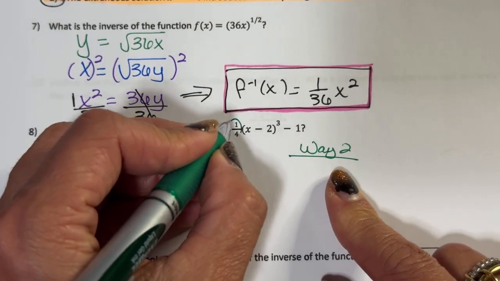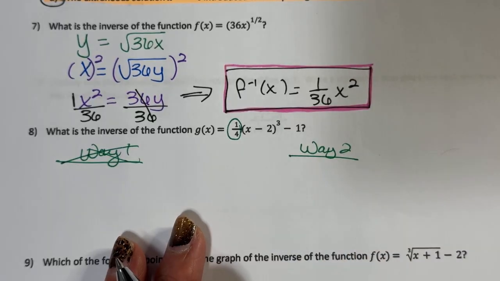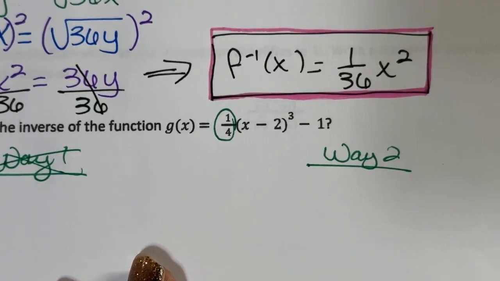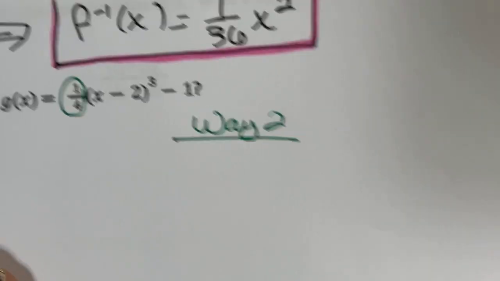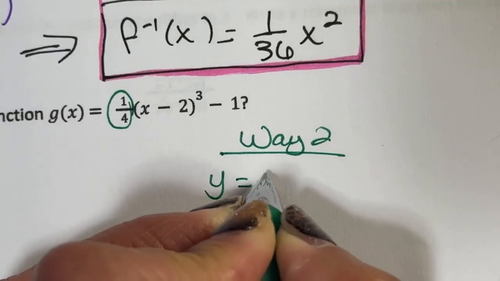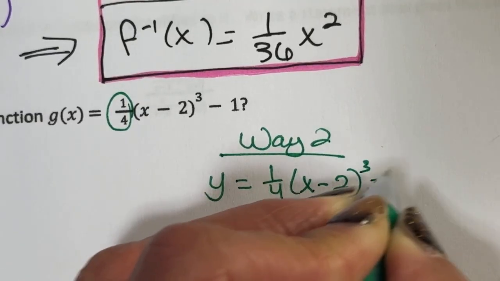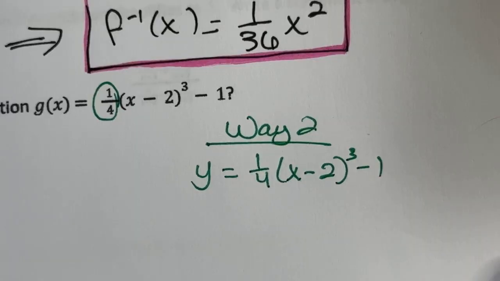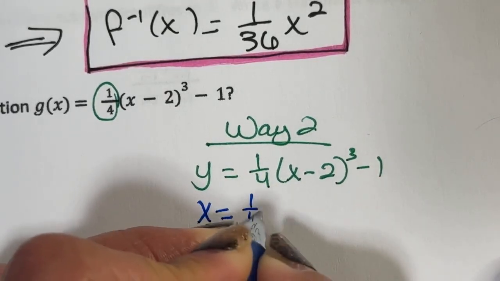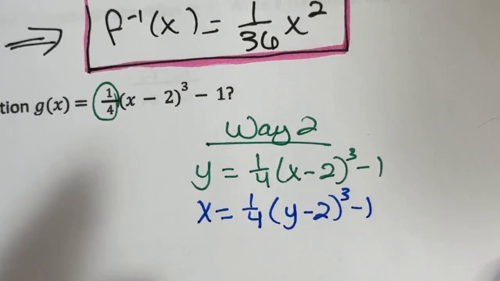And that is because of this. Because of that vertical shrink that's out front, I can't do the shortcut. So good thing I noticed that. All right, here we go. So we have to do it the long way. So Freaky Friday, we have to change g of x to y. So y equals 1/4 x minus 2 quantity cubed minus 1. Okay, and then Freaky Friday, so x equals 1/4 times y minus 2 quantity cubed minus 1.